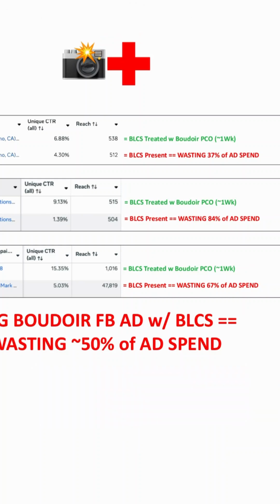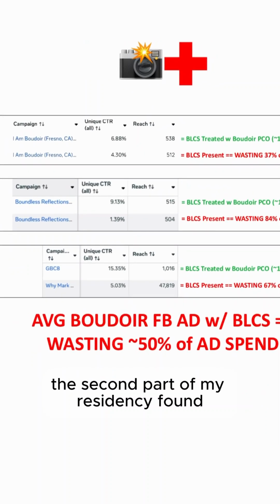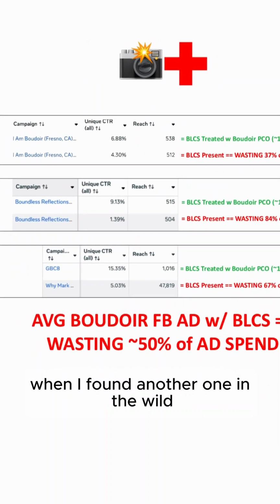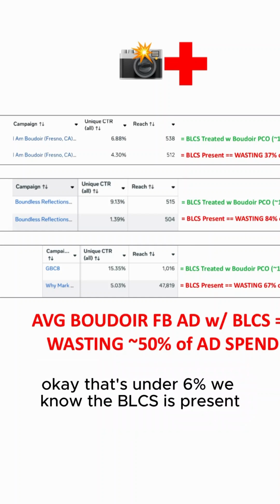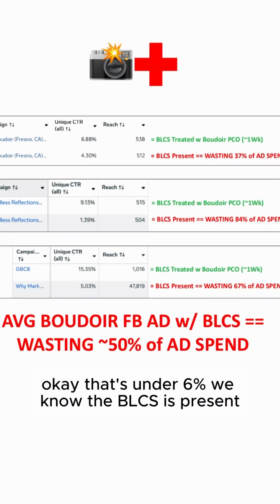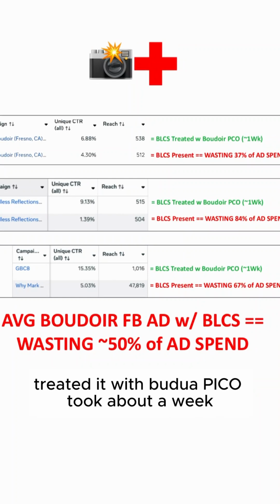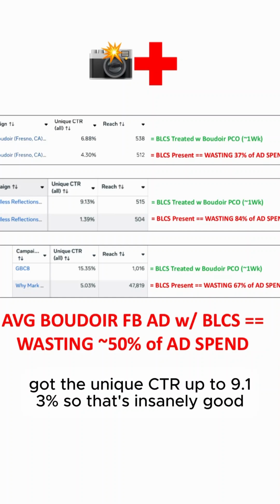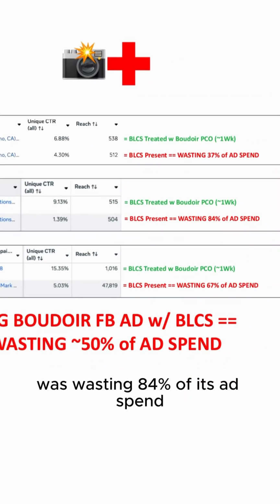Now, the second part of my residency, I found another Boudoir Facebook ad in the wild and brought it back to the hospital. Unique CTR all 1.39%. Okay, that's under 6%. We know that BLCS is present. Duplicated it, treated it with Boudoir Pico, took about a week, and got the unique CTR all up to 9.13%. So that's insanely good. We found out the original was wasting 84% of its ad spend.